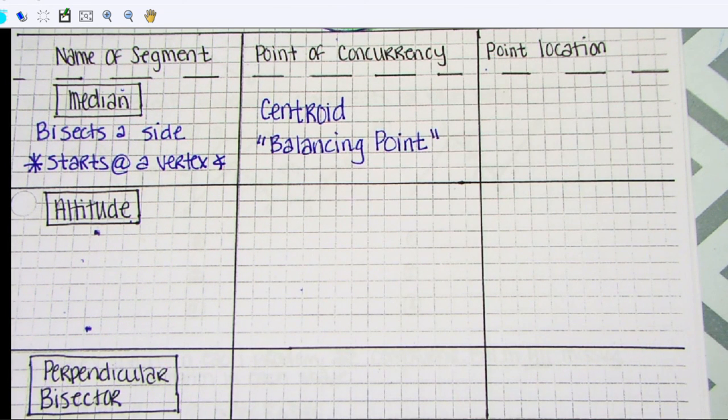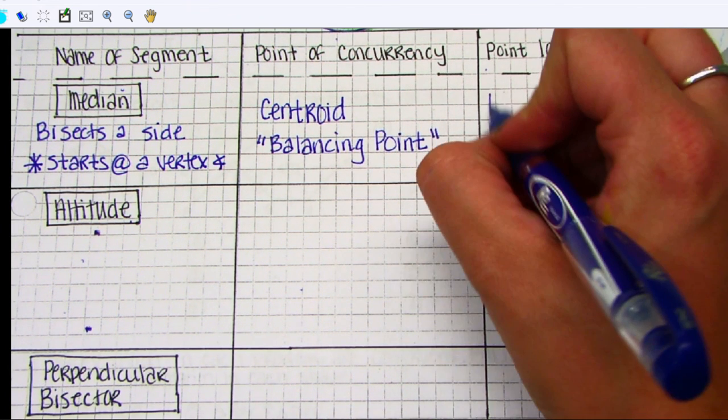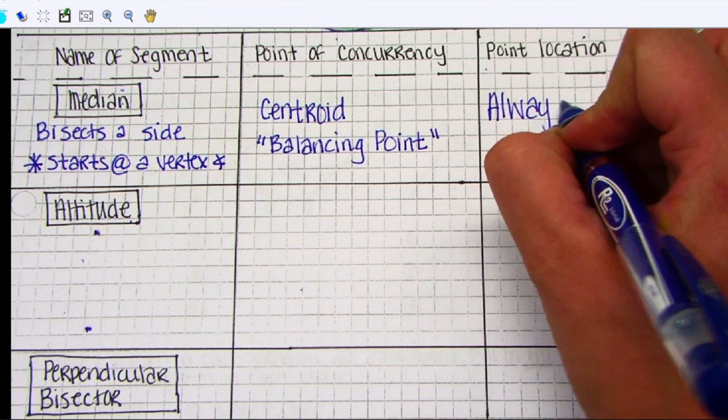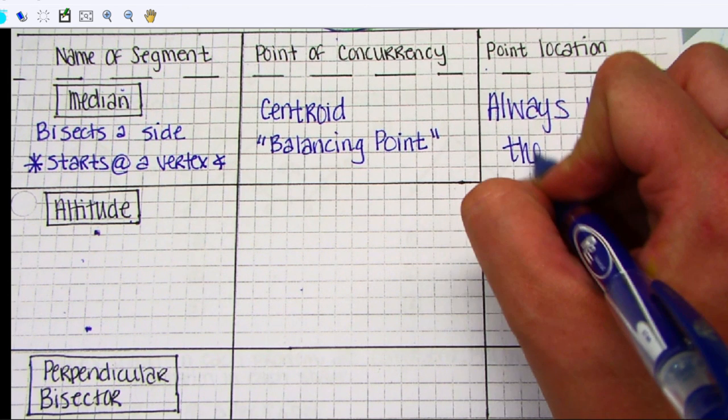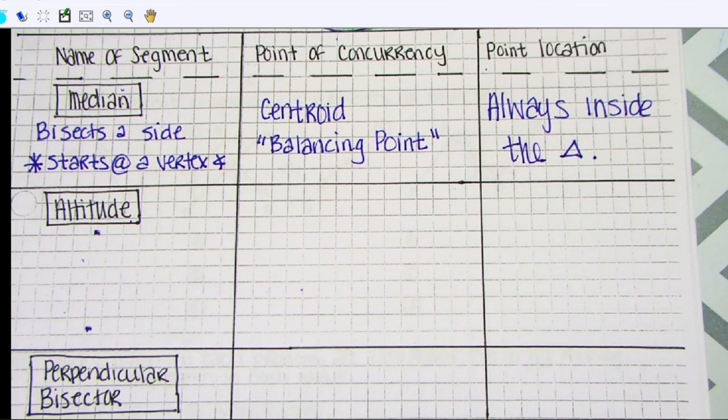Where is the centroid always located inside of a triangle? Or I guess I just told you where it is. So the point of concurrency, if it's a centroid, is always inside. I should have pre-written my questions. So it's always inside the triangle. You can't have a balancing point of a triangle if it's outside of the triangle. So the centroid is the point where all of the medians cross, and it is always inside of the triangle.